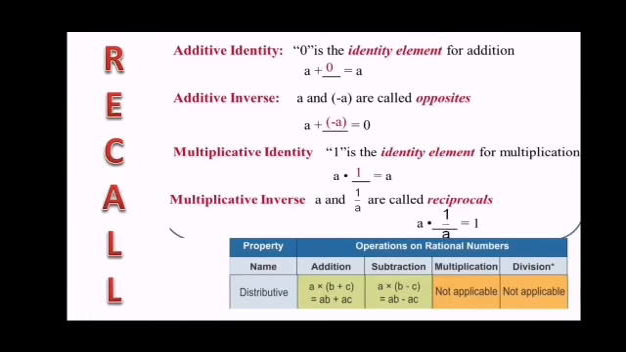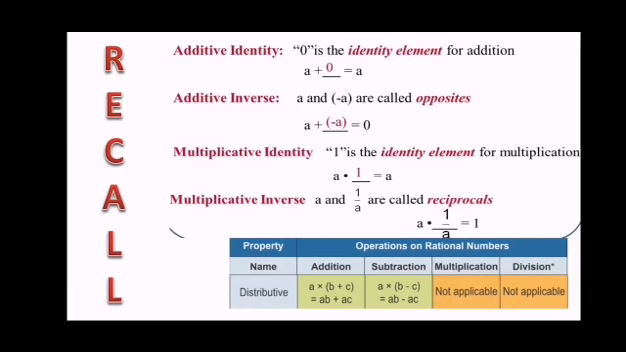Now let's recall all the properties. First property, additive identity. 0 is the additive identity for all rational numbers. That is, any rational number A when added with 0, you should get the same rational number A back. Second, additive inverse. A and minus A are called opposites, or minus A is the negative of A. So when A is added with minus A, the addition result should be 0, which is the additive identity.